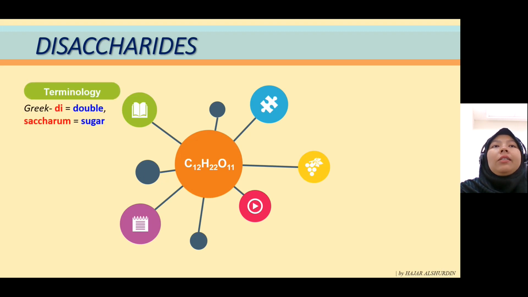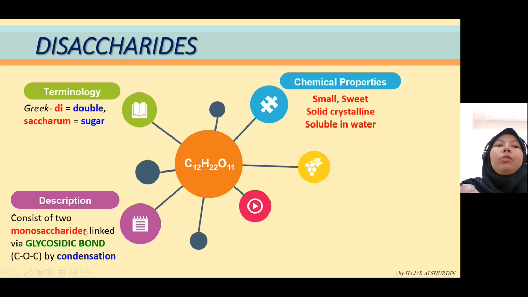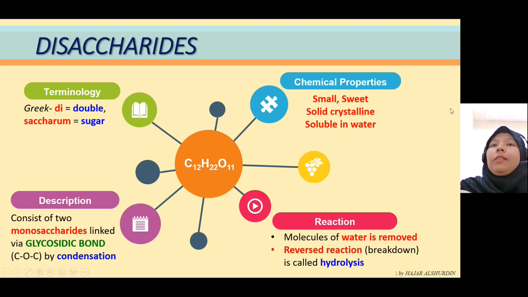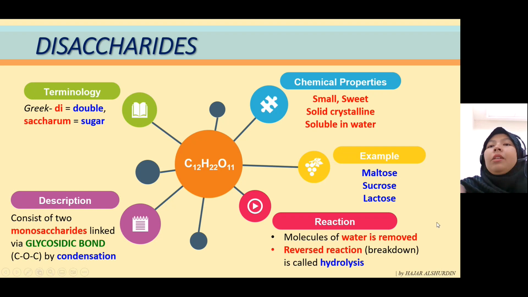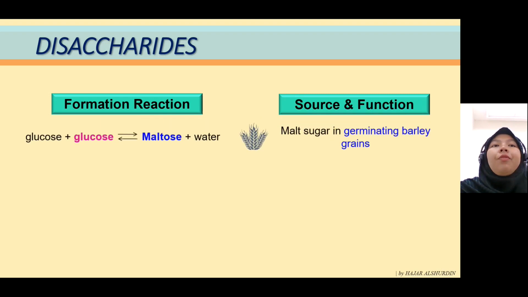Now we go into the disaccharide, meaning it consists of 2 monomers of sugar, or 2 monosaccharides. The link is a glycosidic bond formed by condensation. Condensation means the removal of water. So these are the chemical properties of the disaccharide and the reaction. A molecule of water is removed. This is the process of condensation, and the reverse reaction is hydrolysis. Examples are maltose, sucrose, and lactose.